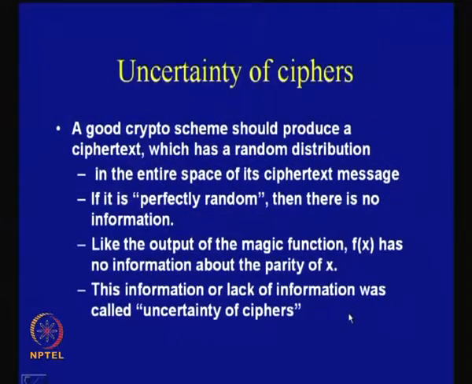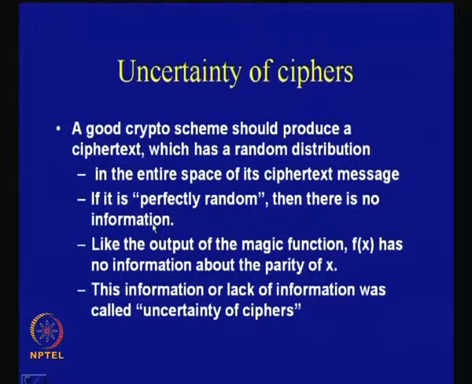So, a good crypto system, as we discussed in the last class, should produce a ciphertext which has a random distribution. That means it should look as random as possible to a distinguisher. It should not be easily distinguished from a random distribution, so it has to be random in the entire space of the ciphertext message. If it is perfectly random, and we will try to make this notion more concrete as we proceed, there should not be any information leakage.